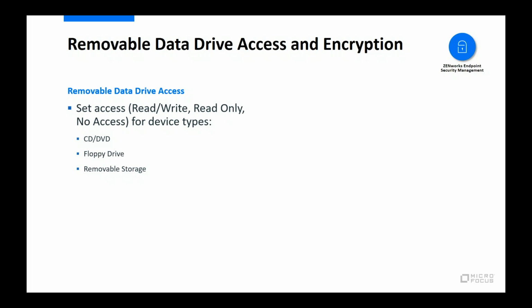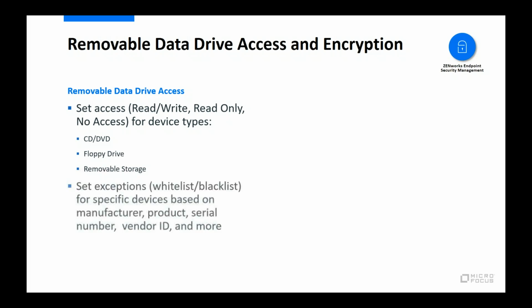So, for example, to stop users from accessing USB thumb drives altogether, you can set the removable storage access to no access, or to allow users to continue to access files from USB thumb drives but not copy files to them, you can set access to read-only.